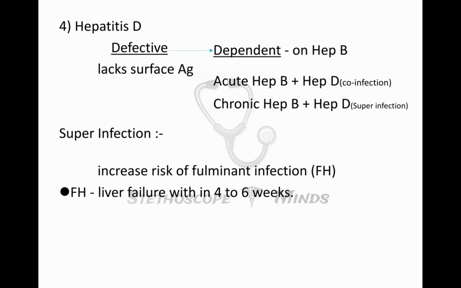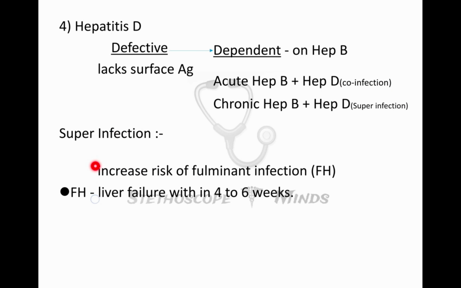Next, hepatitis D. Simply remember D is for dependent. Remember D as dependent, because it lacks surface antigen, so it depends on hepatitis B. If the patient is having acute hepatitis B and hepatitis D also, then it is co-infection. If the patient has chronic hepatitis B and is affected with hepatitis D, then it is called superinfection.